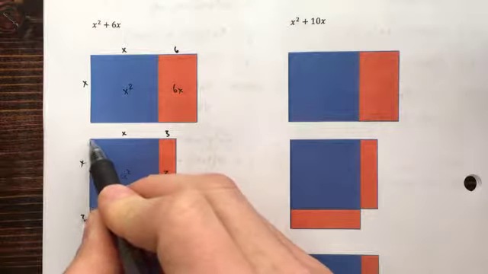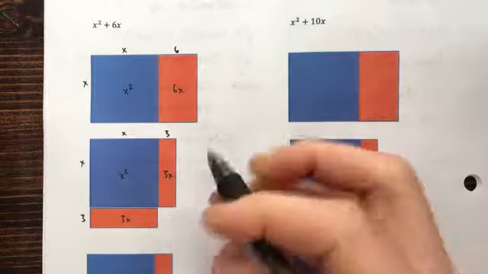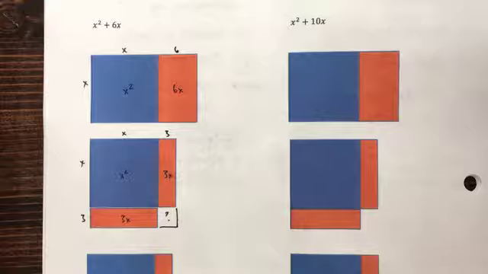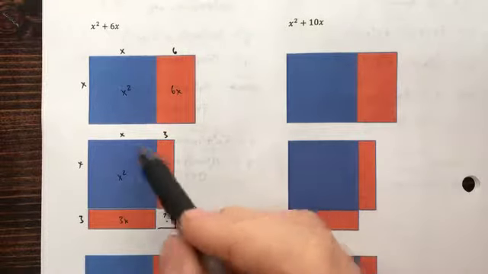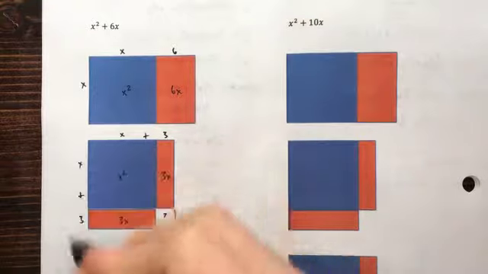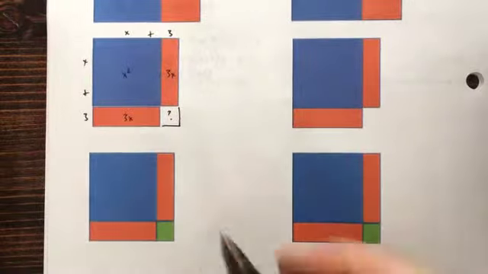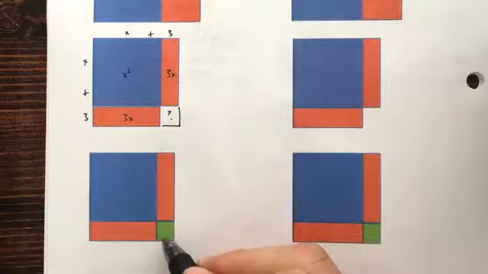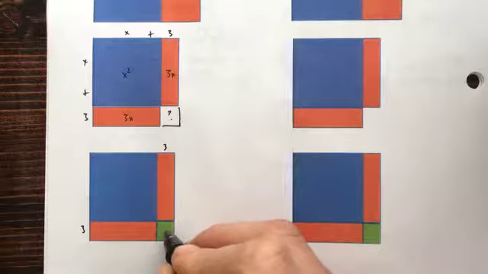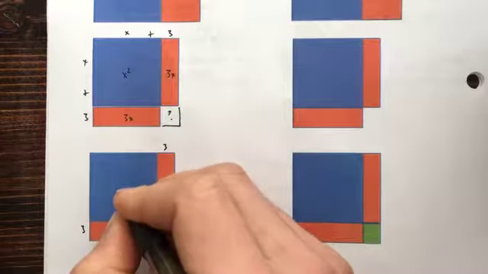Now if we were to multiply x plus 3 times x plus 3, we would get all this area plus this little area here. So that's what we need to add, because then we'll have x plus 3 times x plus 3, and we'll get the whole perfect square trinomial. So the question is, what is that little green portion? Well, if this is 3 and this is 3, then this is 3 by 3, so that's 9.